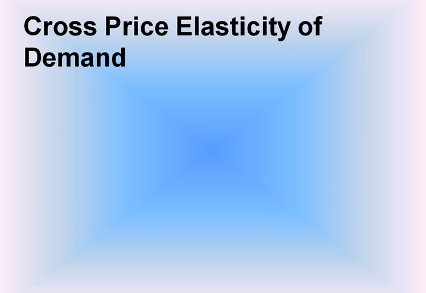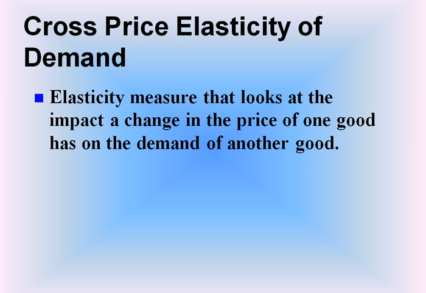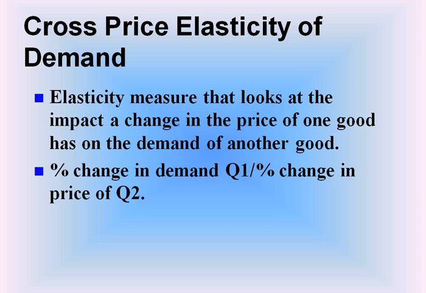Cross price elasticity of demand, that is very interesting. It measures the impact a change in the price of one good has on the demand for another good. We have related goods, for example substitutes, and the other type is complementary goods. So what if the price of one thing affects the demand for other things? That is covered in cross price elasticity of demand. It is the percentage change in quantity demanded of Q1 divided by the percentage change in price of Q2, the second commodity.